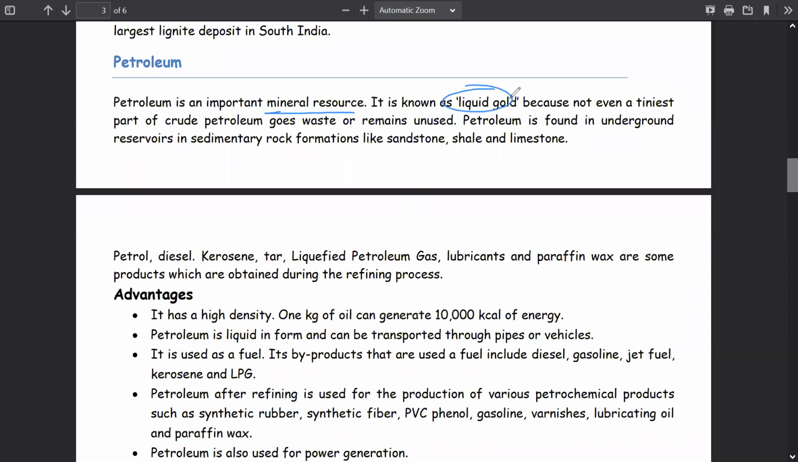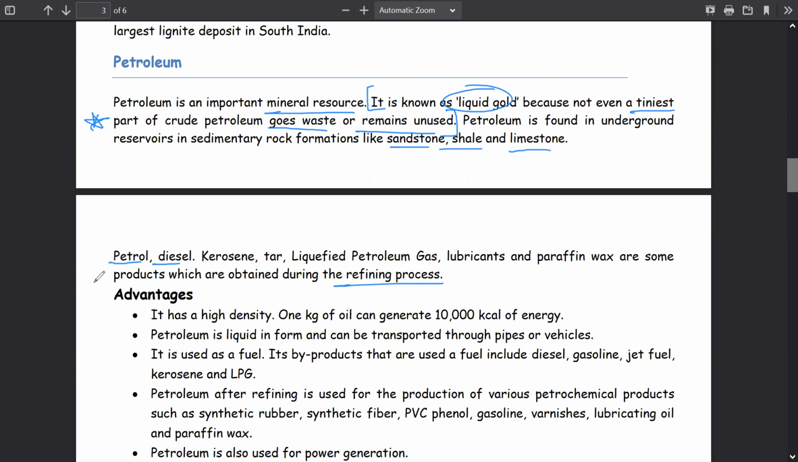It is known as liquid gold because not even the tiniest part of crude petroleum goes waste or remains unused. This is a very important question. Why is petroleum known as liquid gold? So this is the definition. Petroleum is found in underground reservoirs and sedimentary rock formations like sandstone, shale, and limestone. Petrol, diesel, kerosene, tar, etc. are some of the products which are obtained during the refining process.